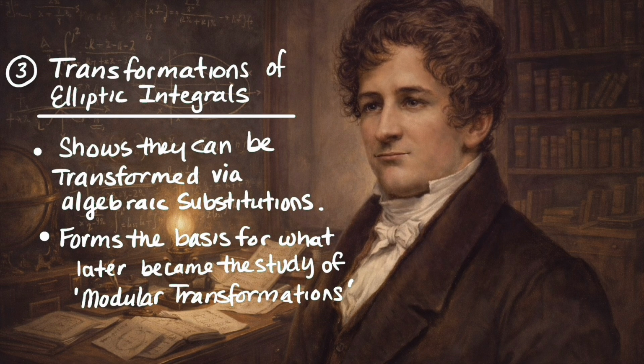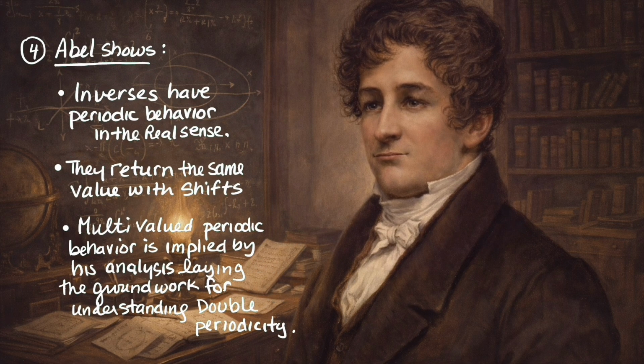Abel was interested in transformations of the elliptic integrals. He shows that they can be transformed via algebraic substitutions, and he forms the basis for what would later become the study of modular transformations. Abel shows inverses have periodic behavior in the real sense. They return the same value with translation. And multi-valued periodic behavior is implied by his analysis, which lays the groundwork for understanding a concept of double periodicity.